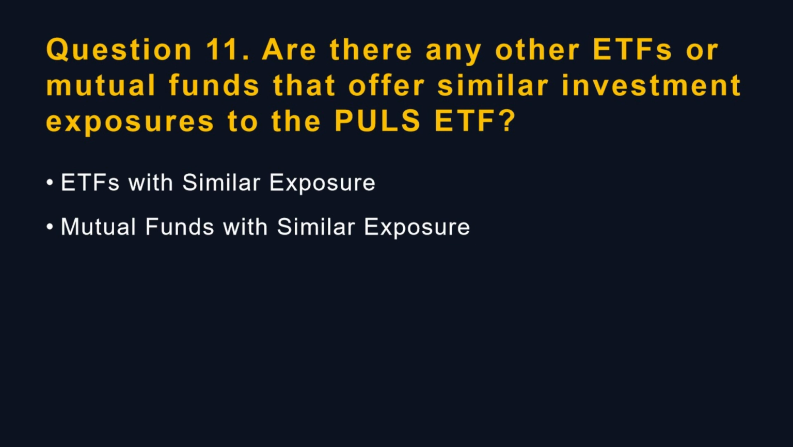Vanguard Ultra Short-Term Bond Fund, TUS. This passively managed mutual fund tracks an index of short-term U.S. Treasury securities. It provides a low-cost option for investors seeking exposure to this specific segment of the bond market. Schwab Short-Term Bond Fund, SWSHX. This actively managed mutual fund invests in a diversified portfolio of short-term bonds, including U.S. Treasuries, investment-grade corporate bonds, and money market instruments. It offers broader exposure than PULS, but with potentially slightly higher credit risk.